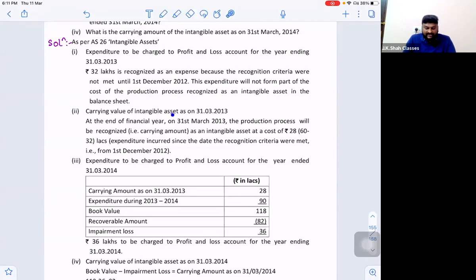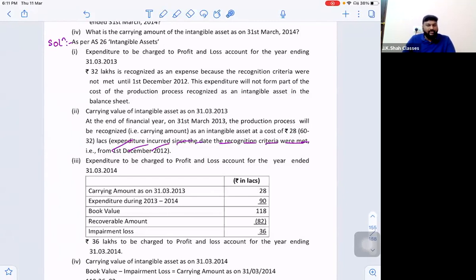Carrying value of intangible asset as on 31st March. So at the end of financial year on 31st March 2013, the production process will be recognized as an intangible asset at a cost of 28 lakh. That is 60 minus 32 lakhs. Expenditure incurred since the date the recognition criteria were met, that is from 1st December. So no need to write this bracket, not required. Right? Then third point, what is the impairment loss to be debited to P&L?